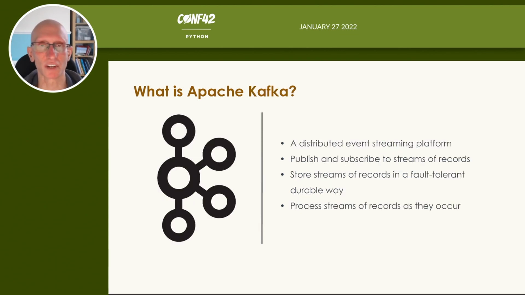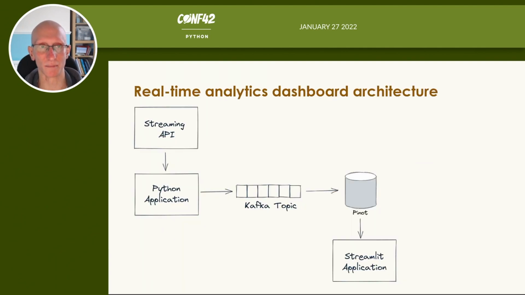And then finally, we've got Apache Kafka, a distributed event streaming platform. It uses a publish and subscribe sort of setup to streams of records. Those records are then stored in a fault-tolerant way, and we can process them as they occur.